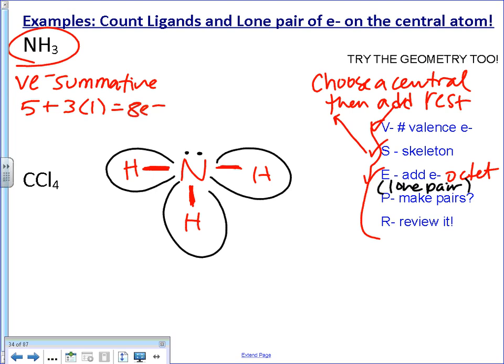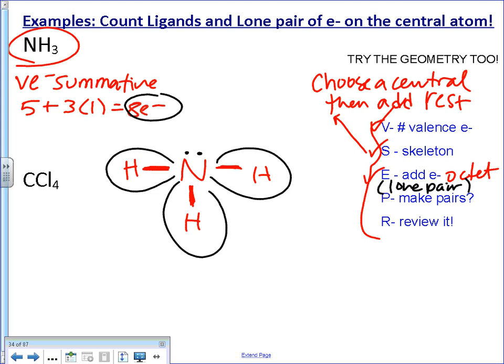And that's what this one does. P says make pairs. Like, do we need to add any more pairs, take pairs away, rearrange some of these? We're actually happy as can be. We got octet and we got duet. We're in good shape. The last step is review it. What I mean by that is making sure you only have 8 valence electrons. Do we only have 8? Yes.